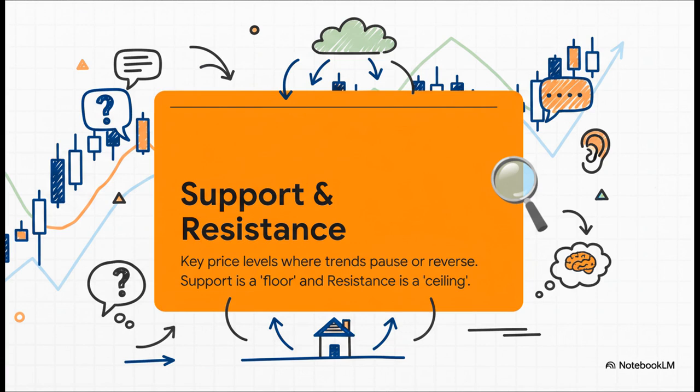defined by support and resistance. Think of support as a price floor, a level where buyers just seem to always show up and keep the price from falling any further. And resistance is the opposite. It's a price ceiling, where sellers consistently take control and stop the price from going higher. These levels aren't magic. They're created by the collective psychology of the entire market.